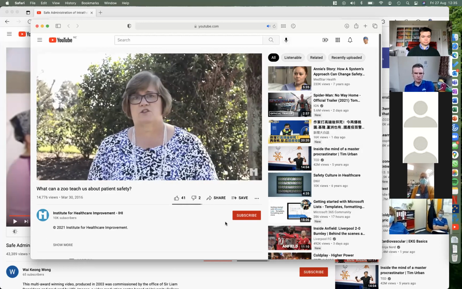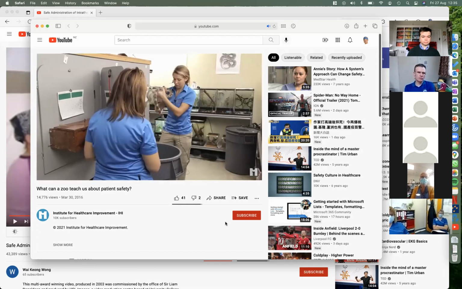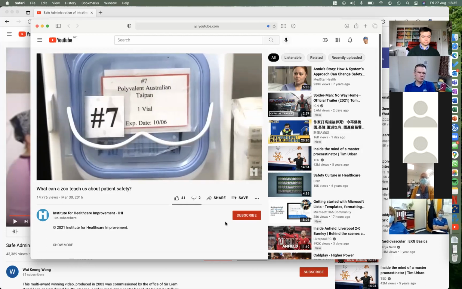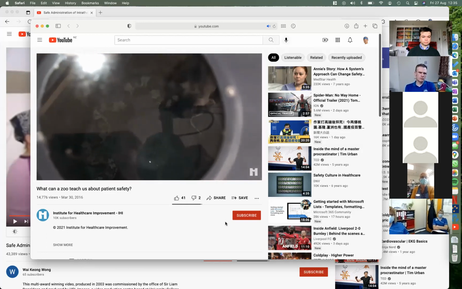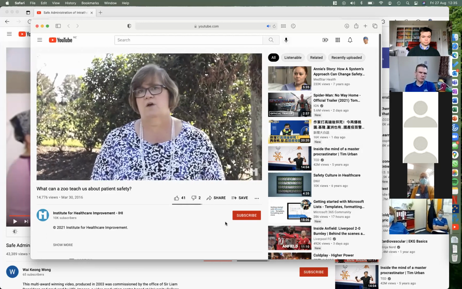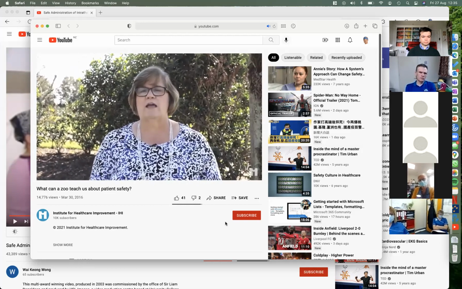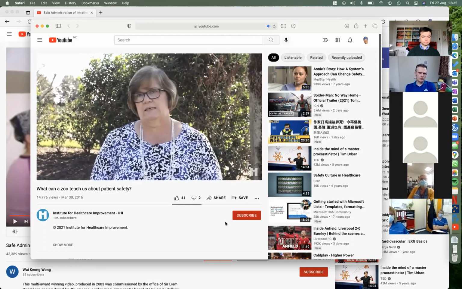Every time I visit the zoo, I see opportunities to standardize, mitigate failure, and even redesign the work. But they've taken opportunities to really look at how they can keep not only their keepers safe, but they can keep their animals safe. So as you go about your daily work and daily life, look at other opportunities to really see how you might bring things back to healthcare.